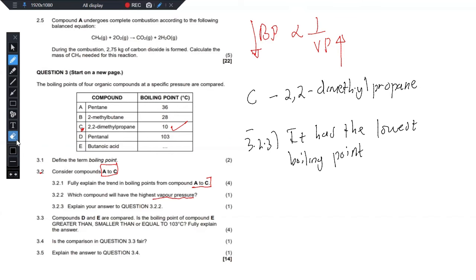Okay, then let's check now. 3.3 says compound D and E are compared.